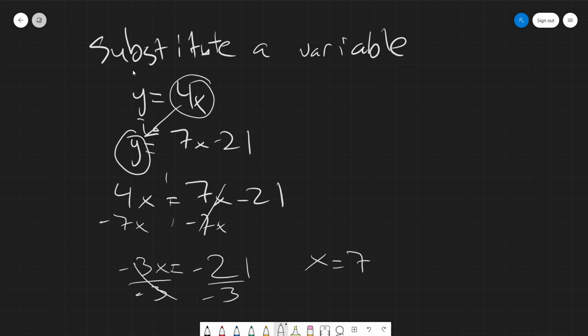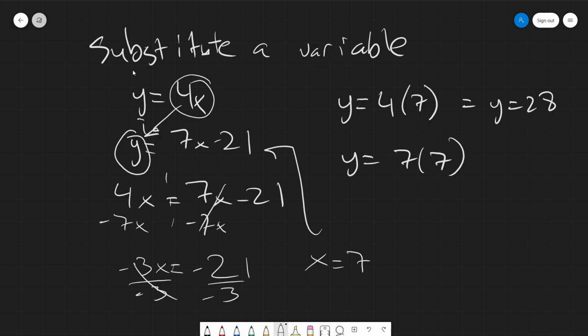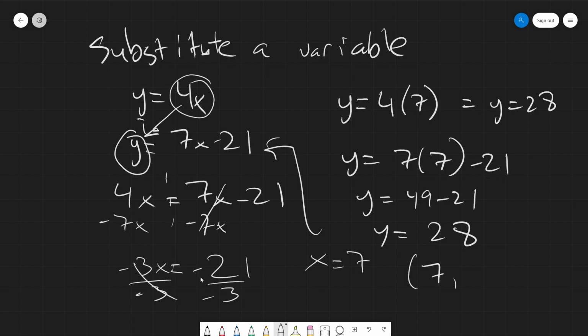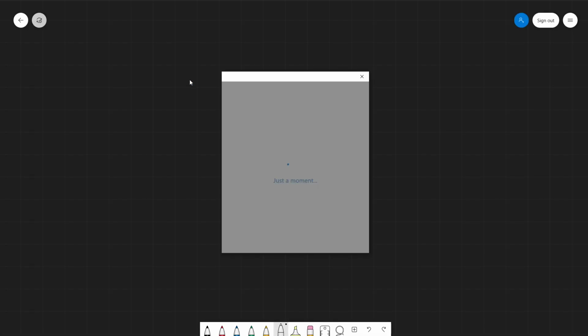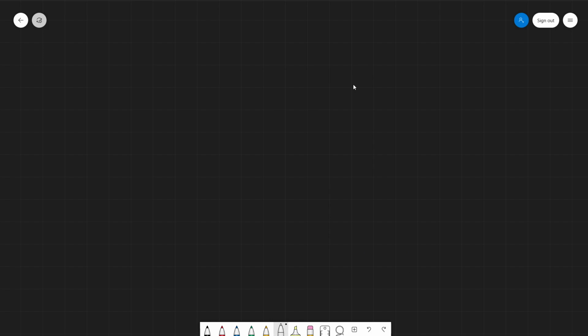So once you're into the variable ones, you got to make sure you plug it back in. Whether you plug it into this first equation, you're going to get y equals 28. Or if you plug it into the second equation, so that would be this one, you're also going to get 49 minus 21 equals 28. So regardless of how you want to go about this, you're going to get the same thing once you find that first answer, and then make sure you write it as a point, (7, 28).